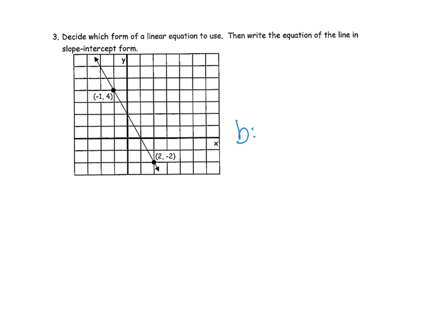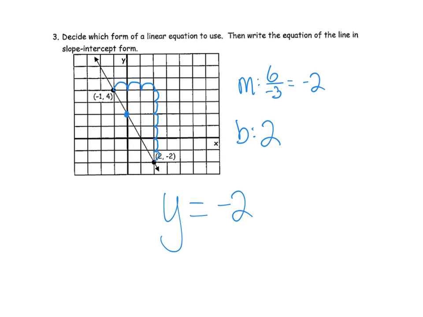Where do I begin? Where does it cross the y-axis? 2. That's my y-intercept, that's my b. What's my rise and my run? 6. 6 over. Negative 1, negative 2, negative 3. You know, when you go to the left, it's a negative. And you just put it together. Negative 2x plus 2. Awesome.